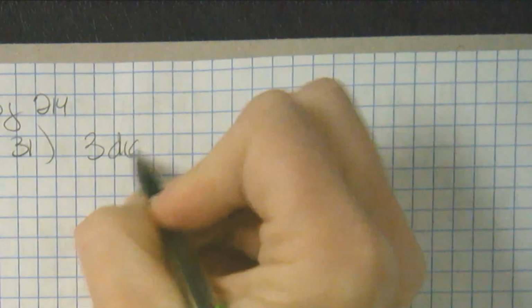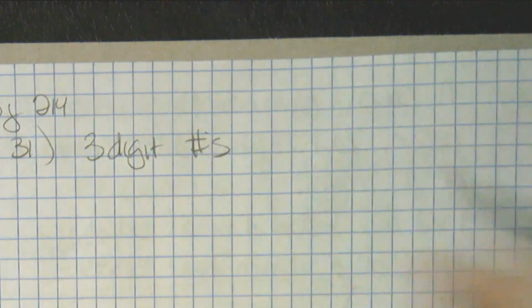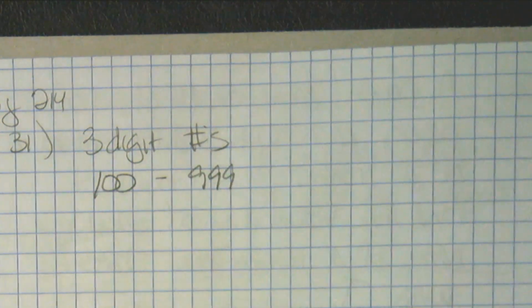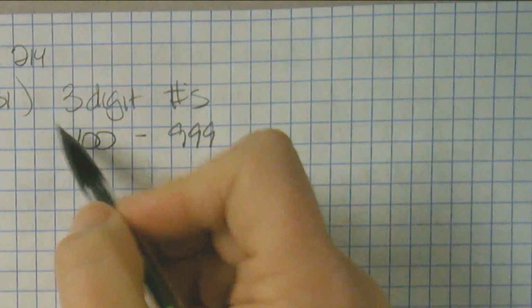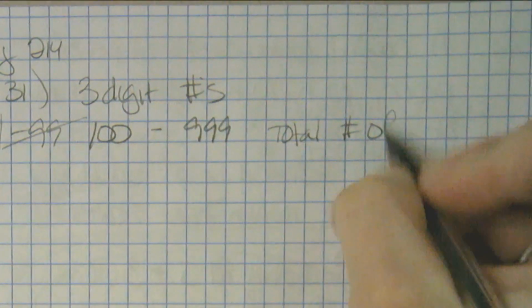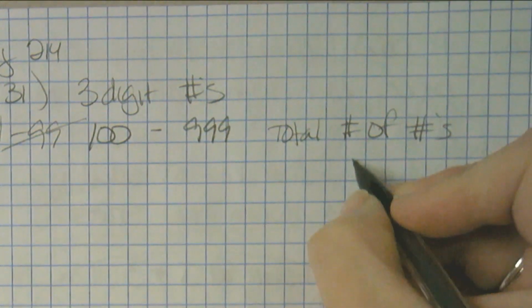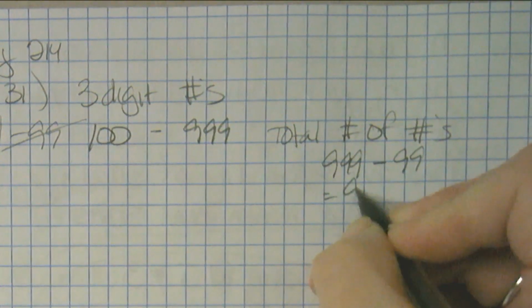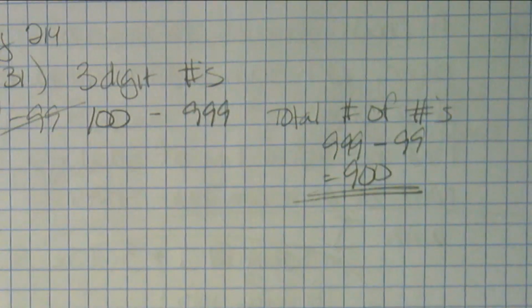All right, so for 31, first of all, from this grouping we need all the 3-digit numbers. So this is going to be 100 through 999. I need to get rid of 1 through 99. So our total number of numbers is going to be 999 minus 99, so that's 900 numbers.